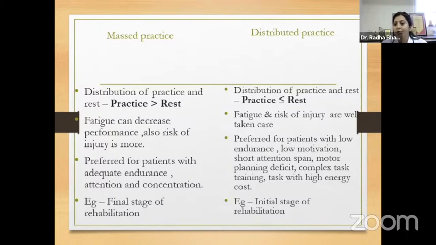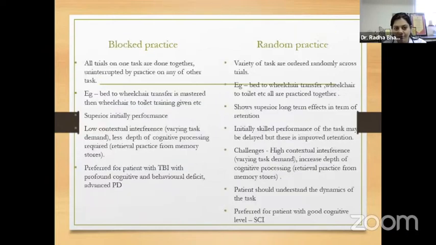Also, if you are in the final stage of rehab, massed practice, more practice as compared to the rest interval, is the preferred one. While if you are in the initial stage of rehabilitation and your patient has anything of the above that we have just discussed, you can move with your distributed practice. So majorly, massed practice is more practice as compared to the rest interval. Distributed practice is equal to or less than the rest intervals.